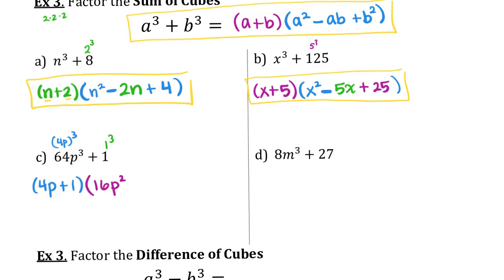Remember, to cancel, there's got to be a minus. And then what I put there is the first thing times the second thing. So 4p times 1 is 4p. Plus sign. In the last spot, I either put the last thing squared, so 1 squared is 1, or I can look and say, okay, this has to multiply to 1, so if I do 1 times 1, that gives me the 1 there.